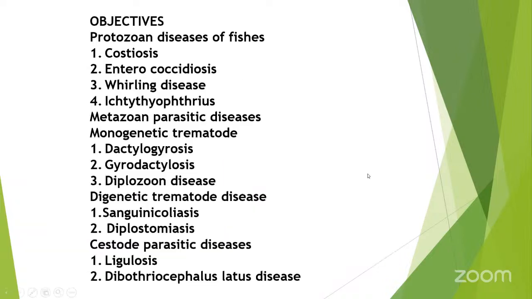So in this chapter, we're going to discuss the protozoan diseases like coccidiosis, enterococcidiosis, whirling disease, ichthyophthiriasis, and metazoan parasitic diseases like dactylogyrosis, gyrodactylosis, diplozoan disease, sanguinicoliasis, and diplostomiasis.